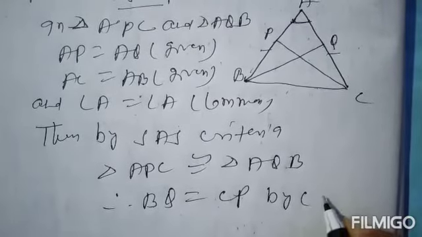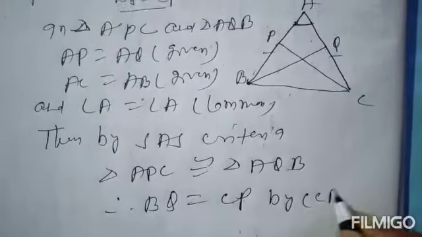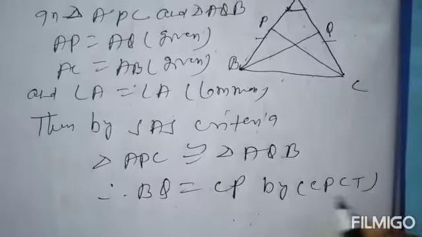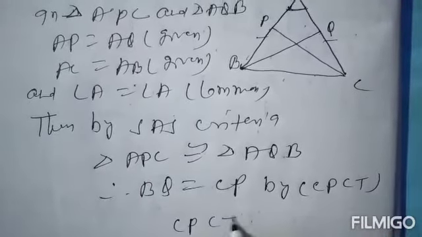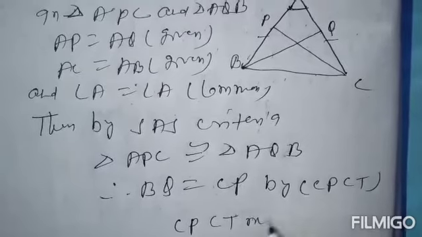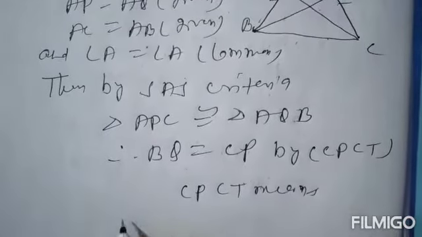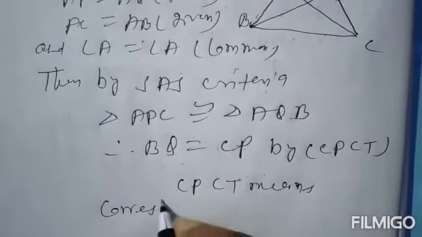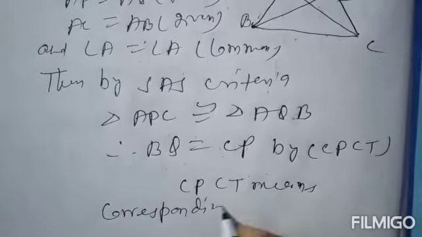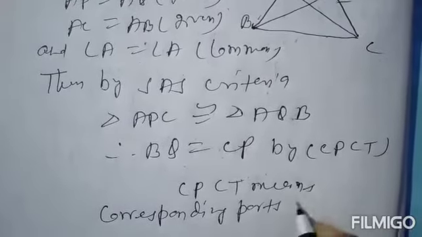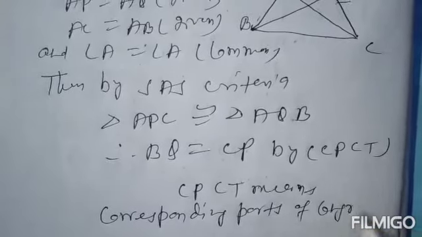by CPCT, corresponding parts of congruent triangles. CPCT means corresponding parts of congruent triangles.